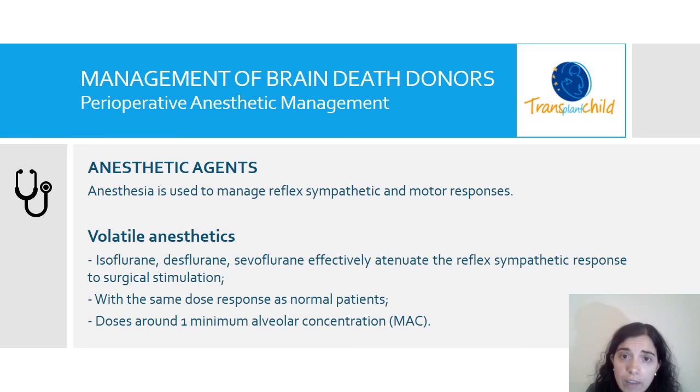What agents do we have? We have volatile anesthetics, isoflurane, desflurane, sevoflurane, and they effectively attenuate the reflex sympathetic response to surgical stimulation in brain death donors, likely with the same dose response as normal patients. It's reasonable to administer these agents in doses around 1 minimum alveolar concentration.